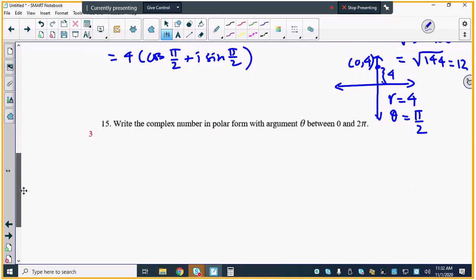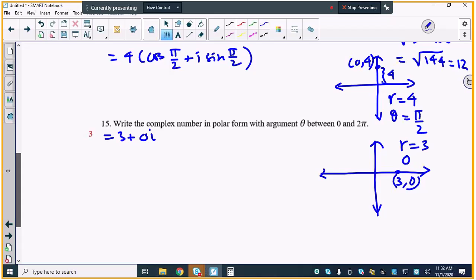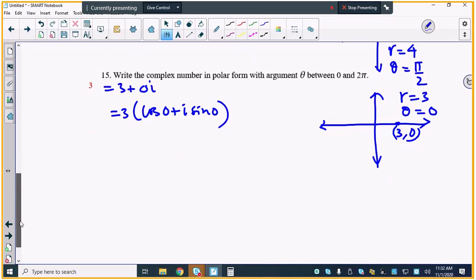Write the complex number in polar form with the argument theta between 0 and 2 pi. 3, write it as 3 plus 0i. So now you know that this point is on the real axis with radius 3 units and theta equal to 0. So I call it 3 times cosine 0 plus i sine 0 in the polar form.